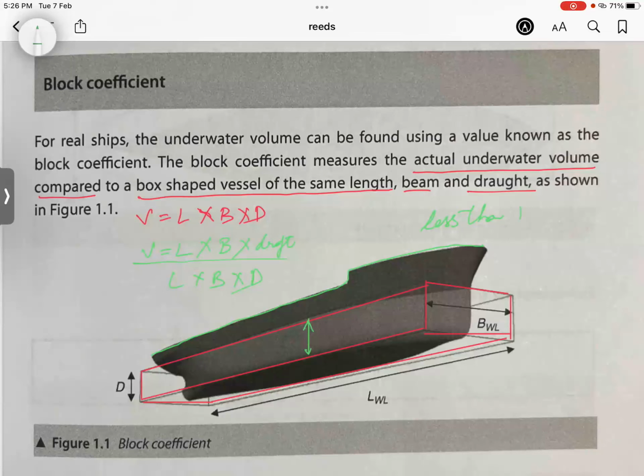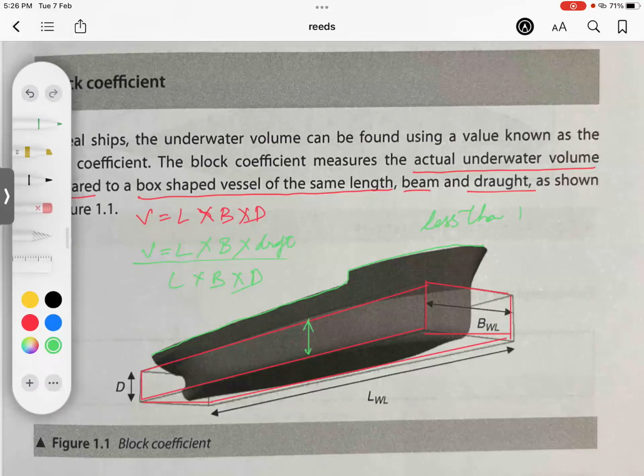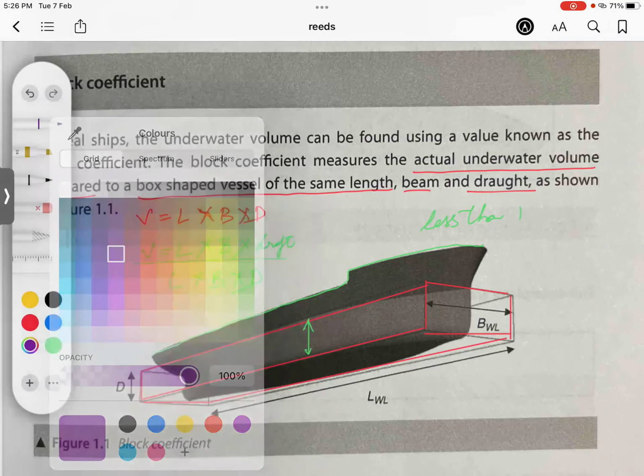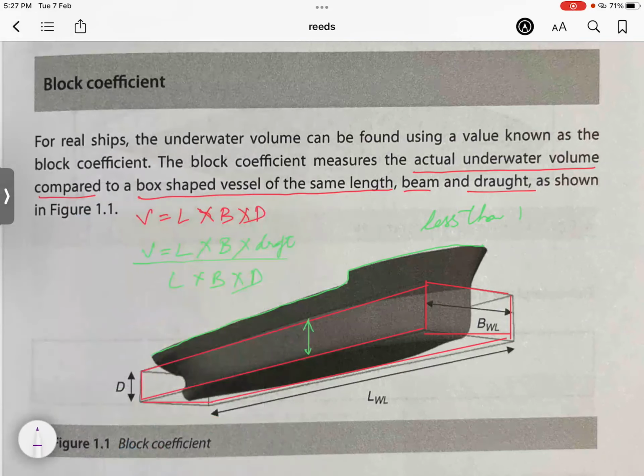I can't see anything in the colour, sir. Okay, sorry. Okay, I'll just try to draw on my notebook also.